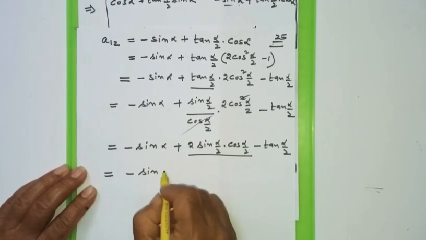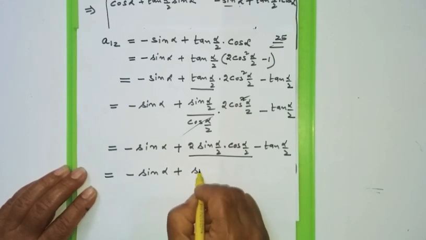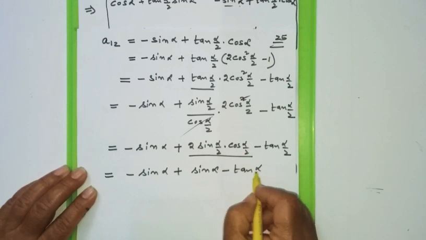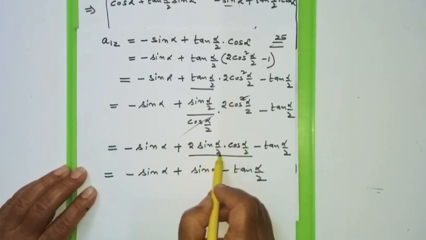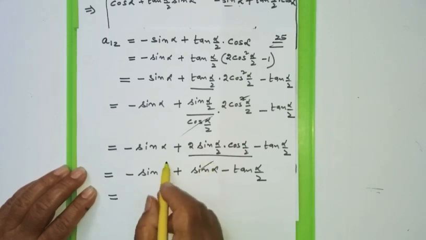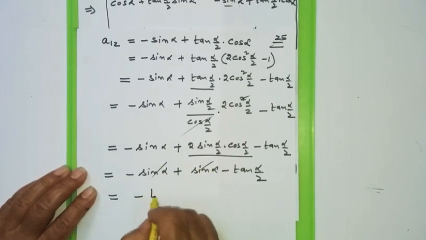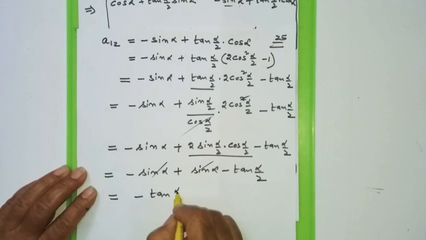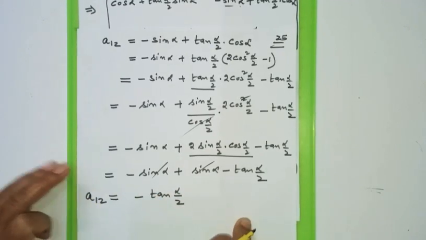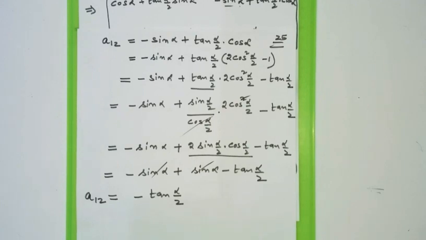2 sin alpha by 2 cos alpha by 2 is nothing but sin alpha. So we get minus sin alpha plus sin alpha minus tan alpha by 2, as this is the half angle formula of sin alpha. So now we see sin alpha and minus sin alpha, they again get cancelled and we get the result of A12 as minus tan alpha by 2.